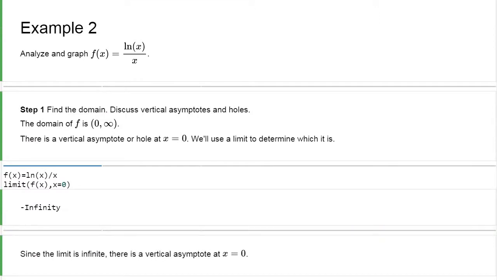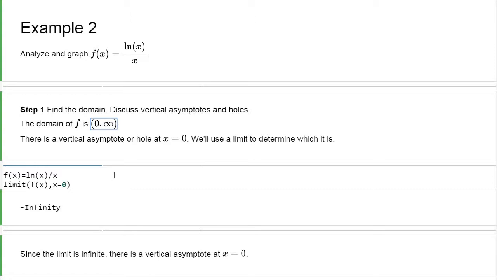Alright, this example will have a different kind of domain restriction. We have the natural log function involved. And remember, natural log, if you're dealing with real numbers anyway, is only defined when x is greater than 0. The other issue here is division by 0, so that means x is not 0. That's already included in the natural log part, so that's nothing new. The domain of this is 0 to infinity.